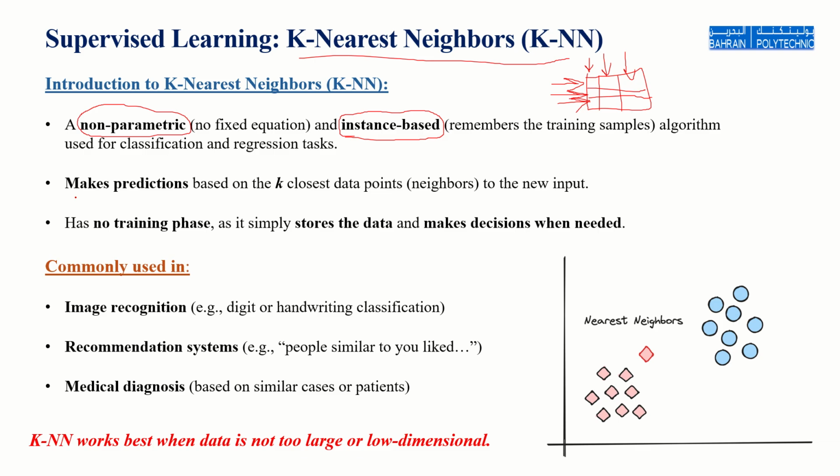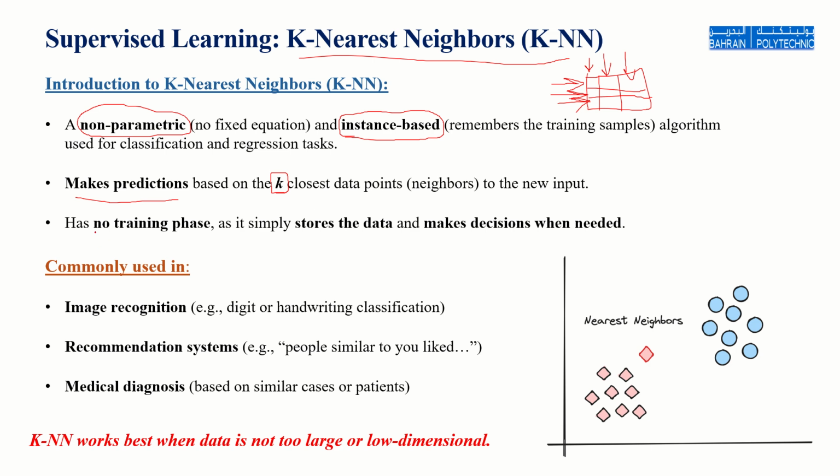Now what it does is make predictions, and it makes predictions based on something very, very important: k. So what is this k? K is nothing but the number of nearest neighbors.